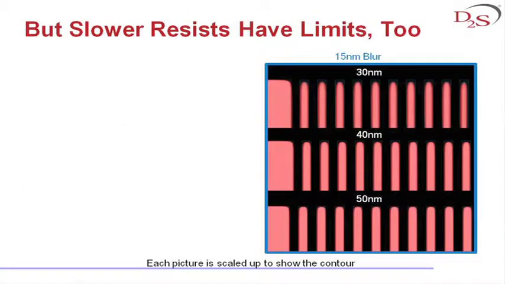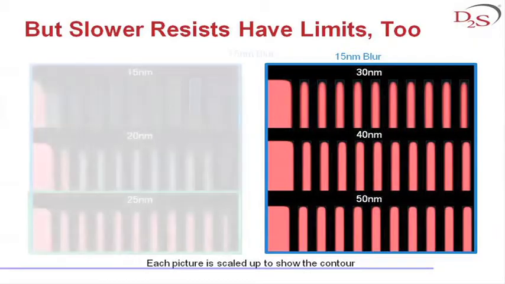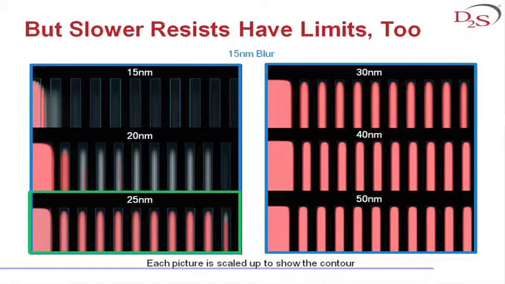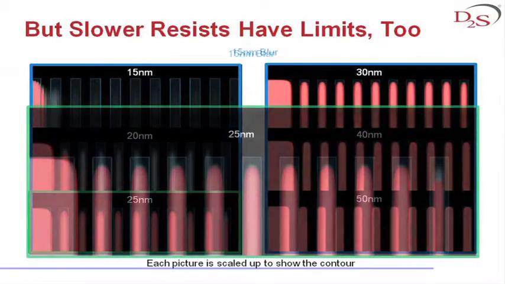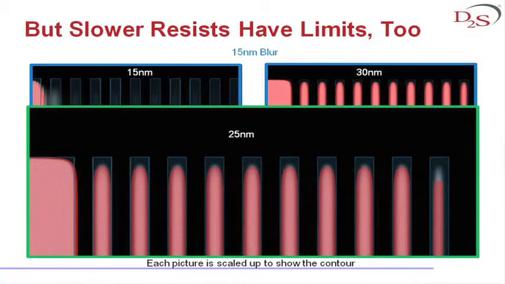Now, slower resists have limits too. So more simulation of smaller line and space patterns show that once you get to 20 nanometer or 15 nanometer, without further manipulation, things don't really show up. But at 25 nanometer, which is kind of hopeless with our 30 nanometer blur, things are still at least printing a little bit, but you can see a very high degree of context dependence.